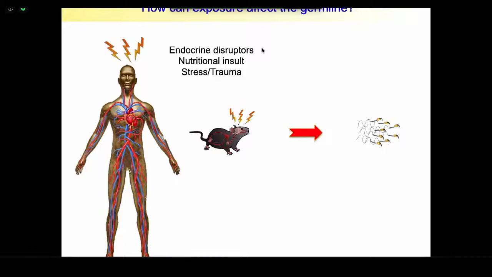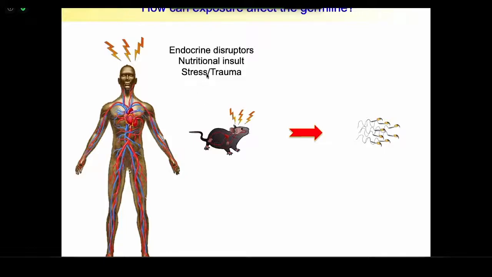For endocrine disruptors, like we just heard from Mike and Victor, bisphenol A or vinclozolin or DDT, the way they may be acting directly on germ cells via estrogen receptors or androgen receptors can be quite well circumscribed. So it's possible that these components act directly on germ cells.